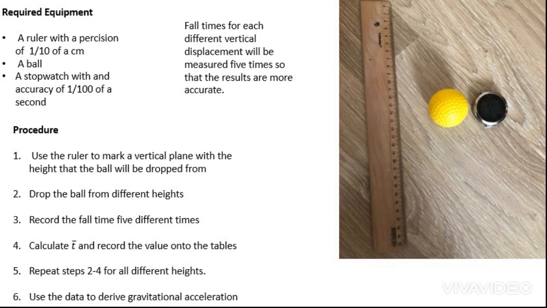Now I will talk about the procedure of the experiment. The first step is to use a ruler to mark a vertical plane with the height the ball will be dropped from. That could be a bookcase. The second step is to drop the ball from different heights, and then we will record the fall time 5 different times. Then we will use those different times to calculate the average fall times, and then these values will be used in displacement versus time square graphs.